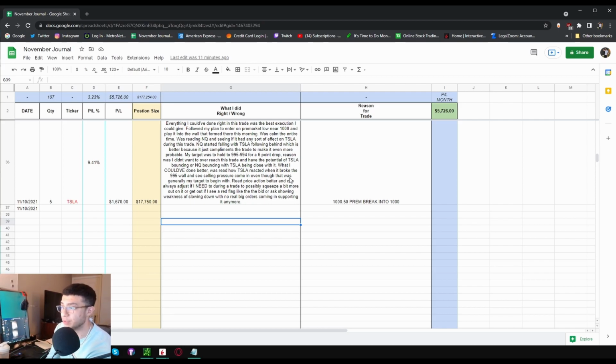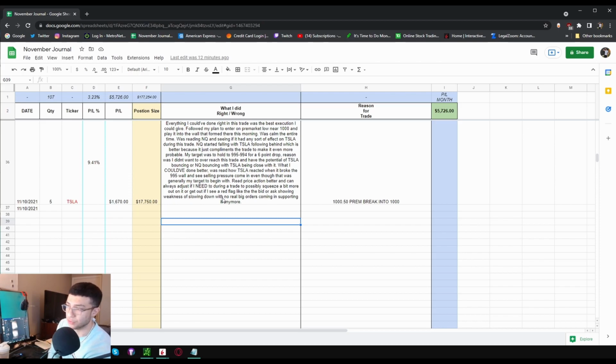So in particular, what I could have done better was read how Tesla reacted when it broke the 995 wall and see selling pressure come in, even though that was generally my target. I could also read price action better and adjust during a trade to possibly squeeze a bit more out of it, or get out if I see a red flag, like the bid or ask showing weakness or slowing down with no real big orders supporting it anymore. So you see those big sizes on time and sales start slowing down, you don't see really big orders anymore, and you see the tape slow down, and that goes for level 2 as well.